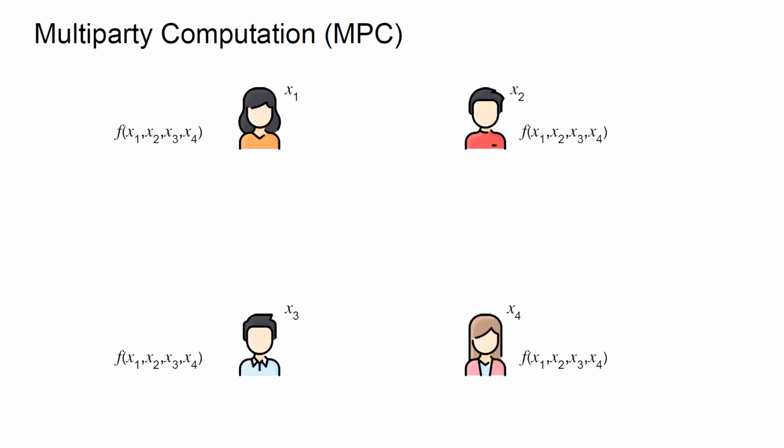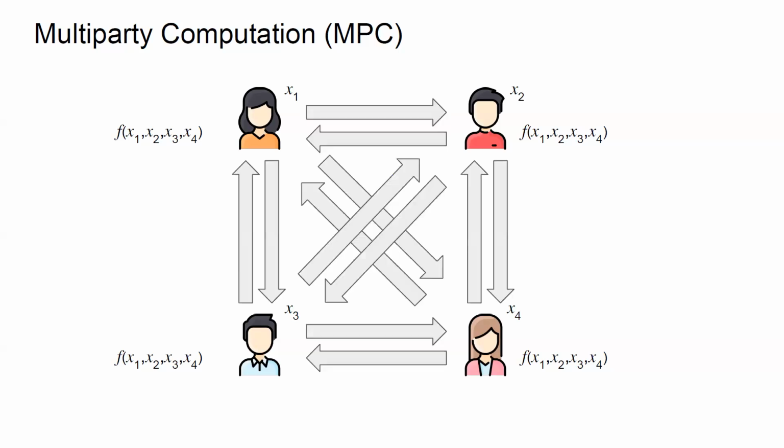So I'm also going to start with another introduction to MPC. In MPC, we have multiple parties who each have their individual inputs, and their goal is to compute a joint function over their inputs. To do this, they interact in multiple rounds of communication. And then in the end, each of the parties receives the final output of the function.